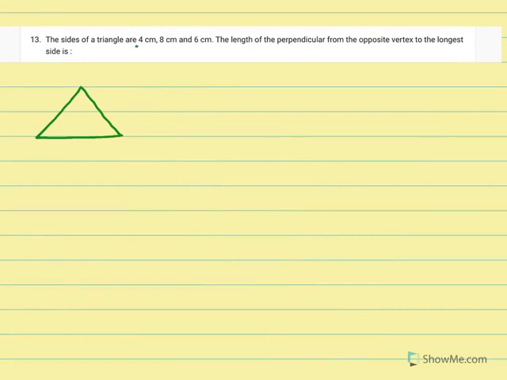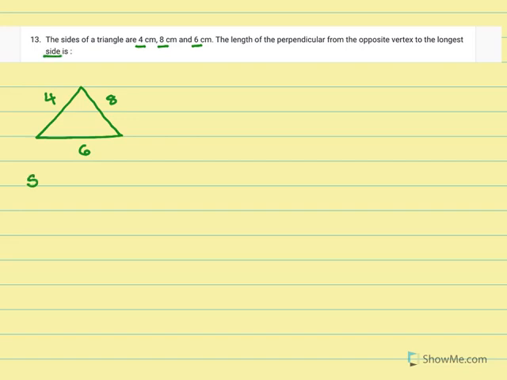The sides of a triangle are 4, 8 and 6. So let me mark here 4, 8 and 6. Find the length of the perpendicular from the opposite vertex to the longest side. So first we have to find the area.